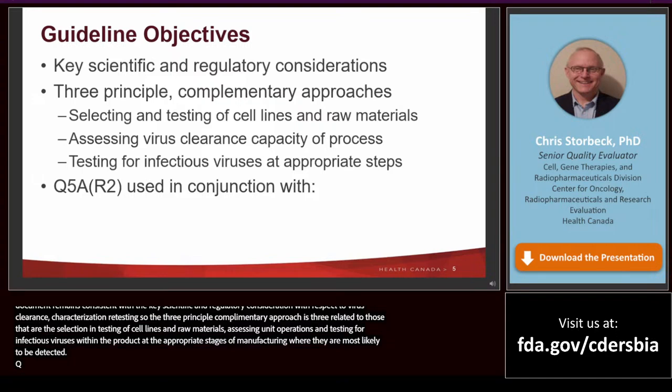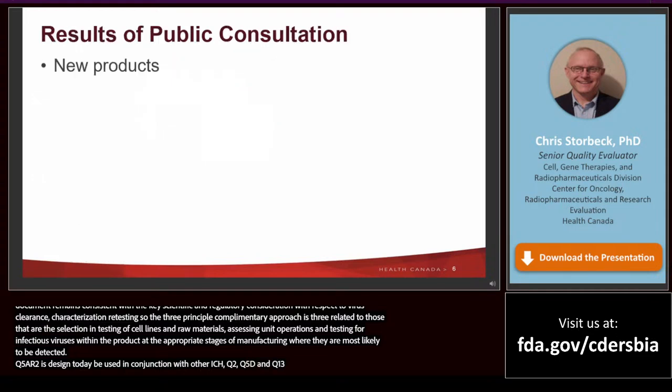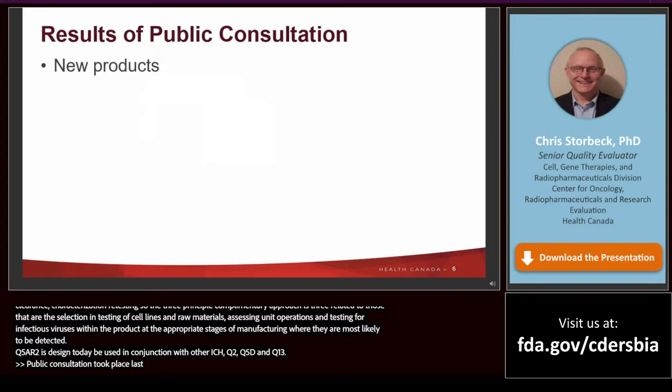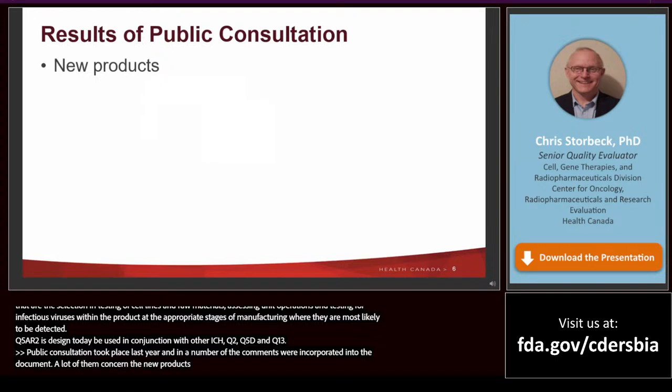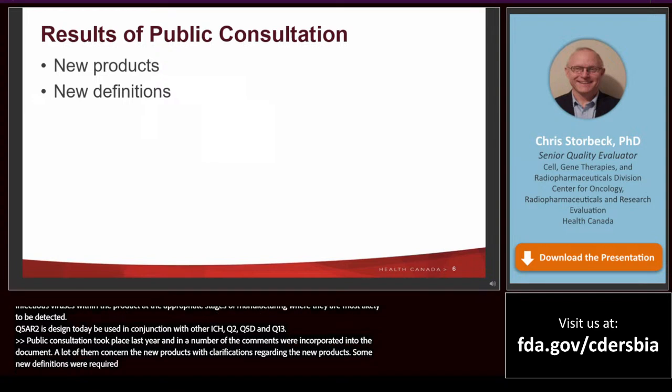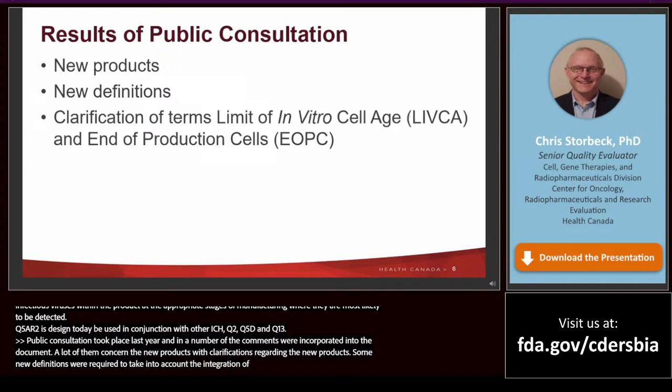Q5A R2 is designed to be used in conjunction with other ICH guidances, namely ICH Q2, Q5D, and ICH Q13. Public consultation took place last year, and a number of the comments were incorporated into the document. A lot of them concerned the new products, so clarifications regarding the new products. Some new definitions were required to take into account the integration of new concepts into the document.